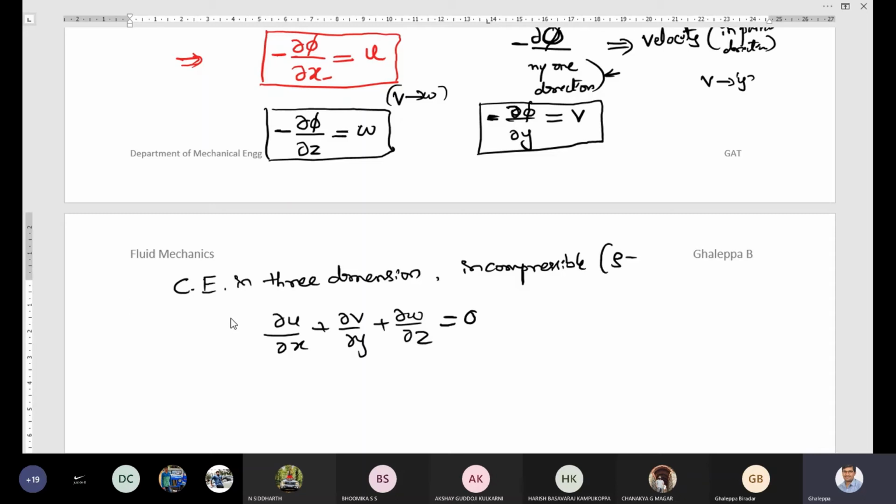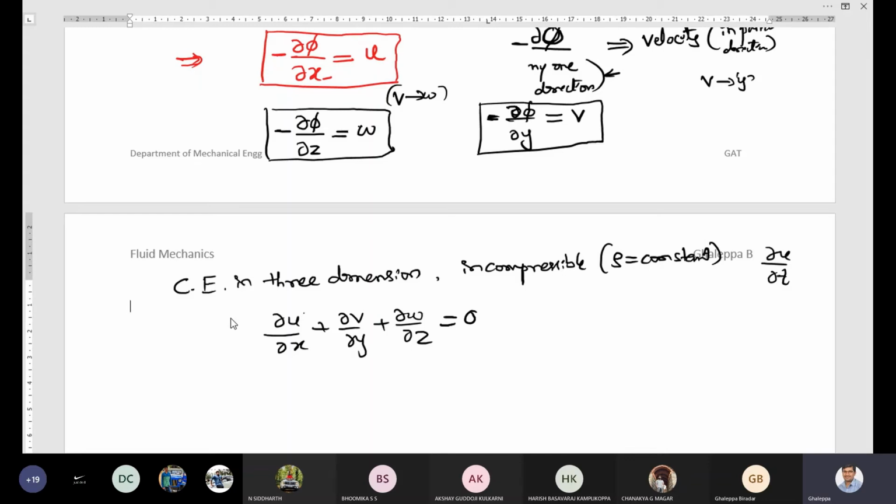Incompressible means density is equal to constant. Density equal to constant, not 0. It has some value. That is, I have not taken rho in these three terms. And it is for steady flow because there is no velocity term with respect to time, there is no dou u by dou t. So here this is the continuity equation.